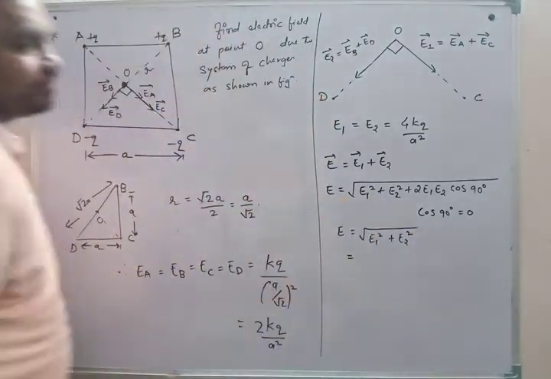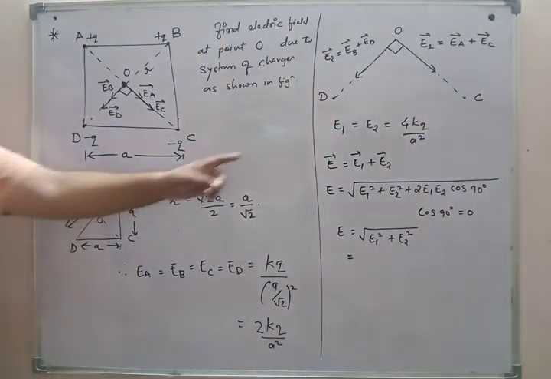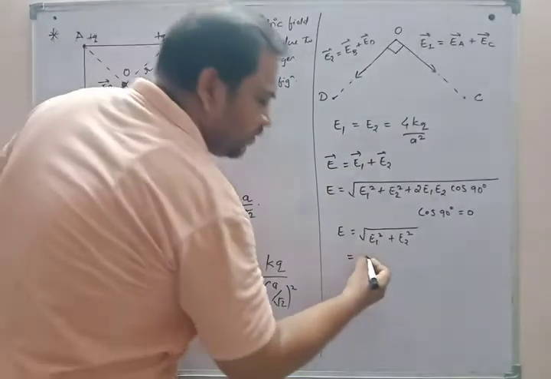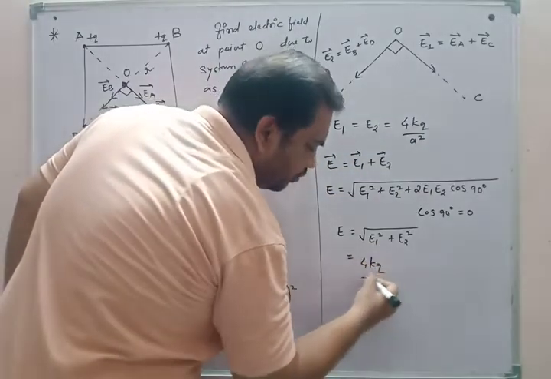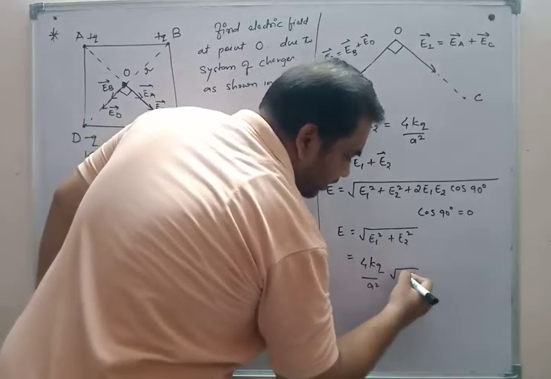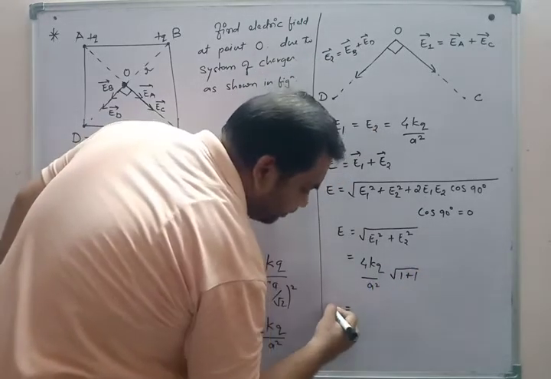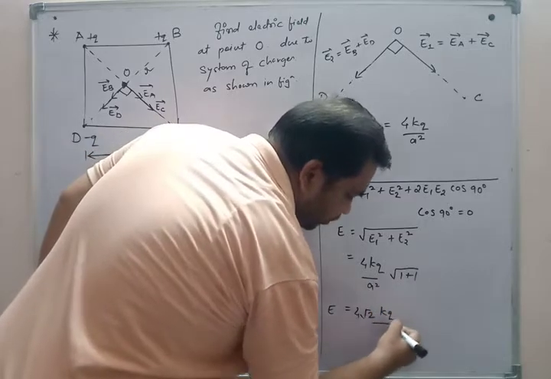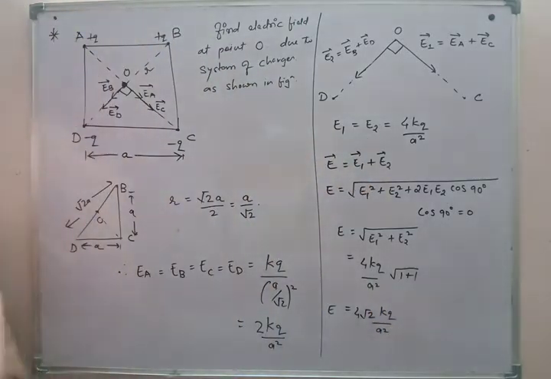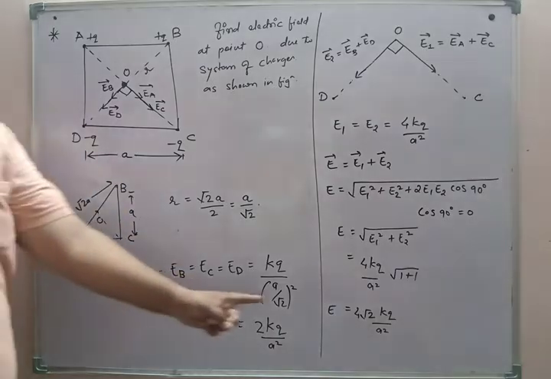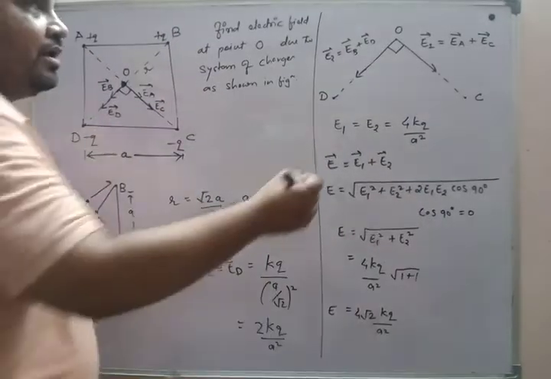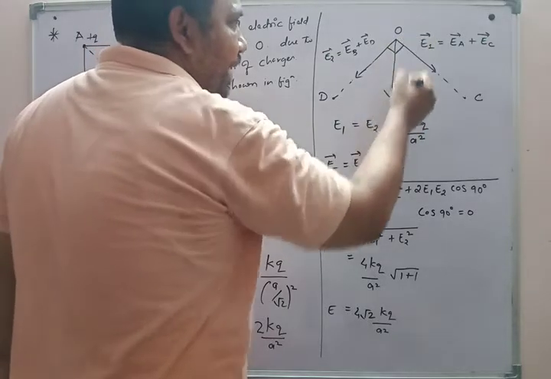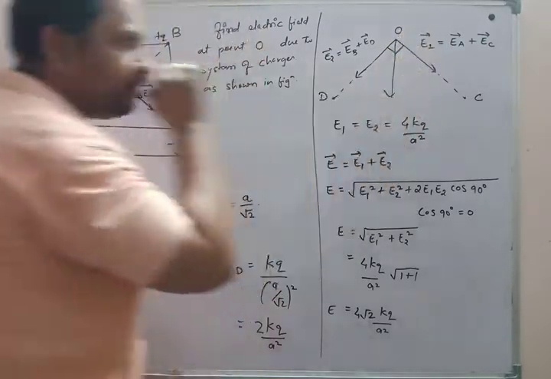Once again, both E1 and E2 are the same, 4kq by a square, so that can be taken out common: 4kq by a square times the square root of 1 plus 1. So the resultant electric field will be 4 root 2 kq by a square, and the direction of that resultant electric field will be the bisector of E1 and E2 because both are the same.